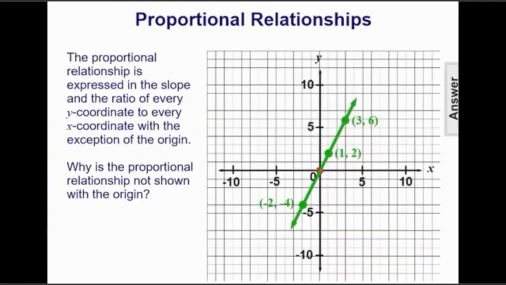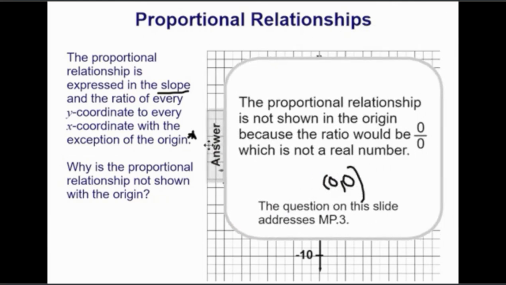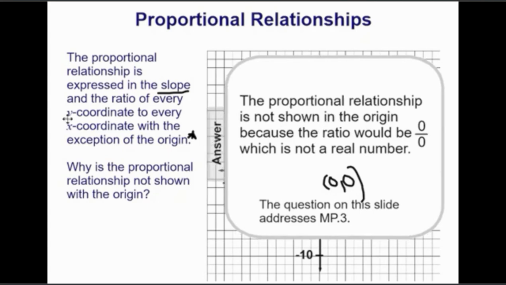The proportional relationship is expressed in the slope and the ratio of every y coordinate to every x coordinate, with the exception of the origin. Now, why would that be? Why is the proportional relationship not shown with the origin? Well, remember, the coordinates for the origin are 0, 0. So if we tried to have a ratio of 0 over 0, it's not a real number.